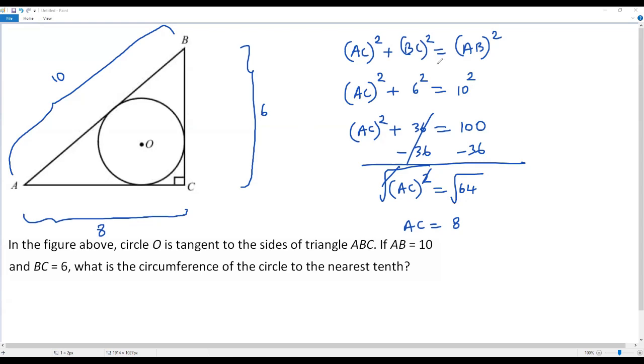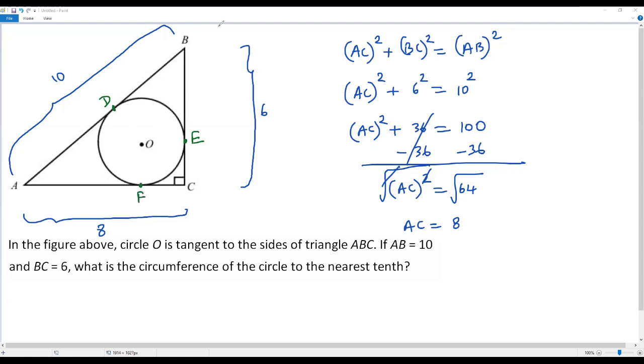Okay, our aim is to get the radius of the circle. Only if I know the radius of the circle, I'll be able to find the circumference of the circle. Now, let me mark some new points on the circle. Let me say this is point D, and this is point E, and this is point F.